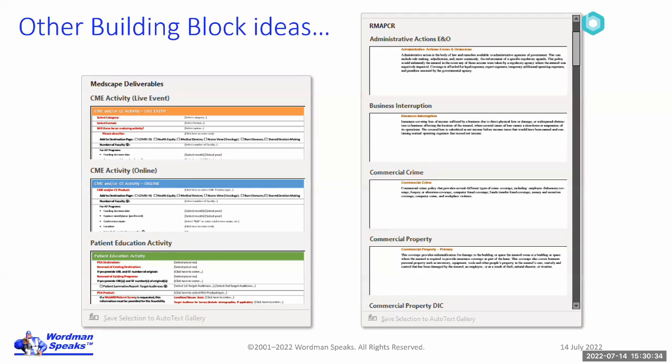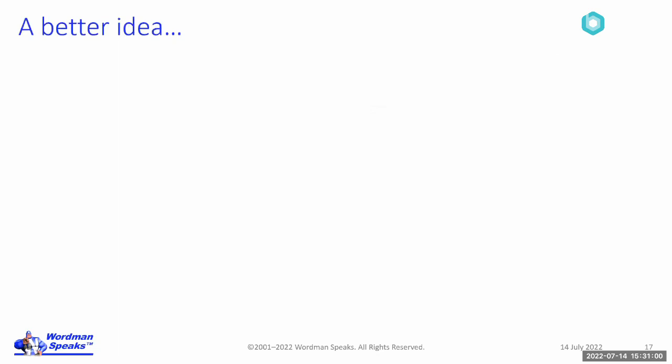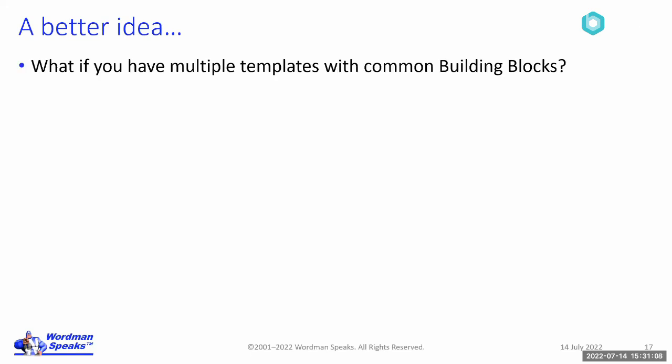Okay, let's move on. Let's talk about some better ideas that we can do. And this is where we're now going to overlap with the previous presentation on using content controls. So we can use content controls to allow us to select building blocks from a specific gallery and category in our building blocks in the template. So this sounds complicated. If it sounds complicated, it is a little, but it's actually not that hard once you get into it. So let's look at the better idea.